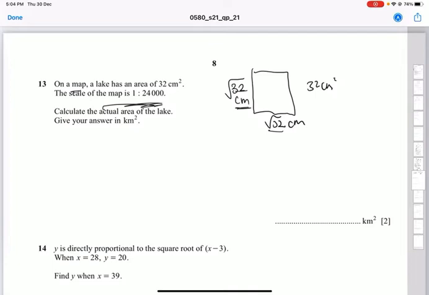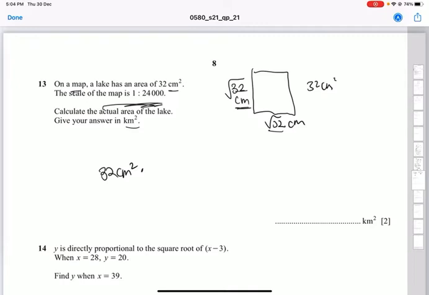So you say calculate the actual area of the lake. Give your answer in km square. So the difficulty here is to convert it properly. And here we're going to do it by knowing the scaling laws. Between cm squared and km squared, there is a meter squared. So let's convert it to meter squared first. 32 cm squared, and in 100 cm there's 1 meter. So in a meter squared there's 100 squared.